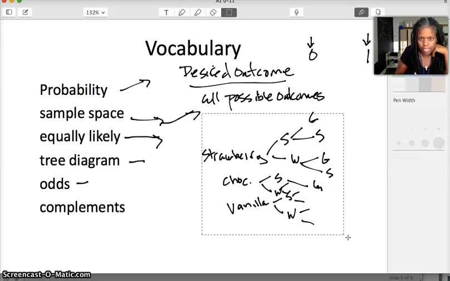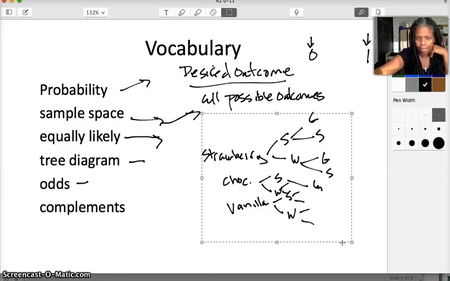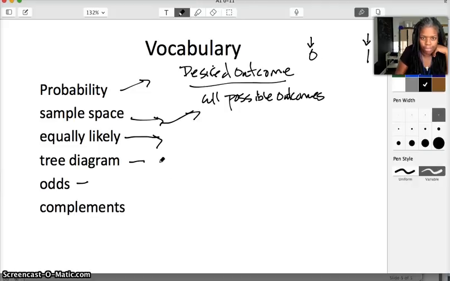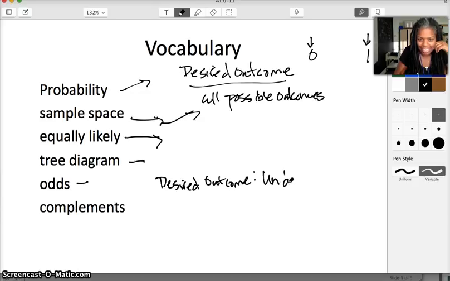Let me get rid of this. So that's tree diagram, if you need to copy that down. But when we talk about odds, we are talking about the ratio of the desired outcome to, in a way, the undesired outcome. Not all possible outcomes, but the undesired outcome, the opposite of what you want to happen. So I'm going to write undesired outcome.